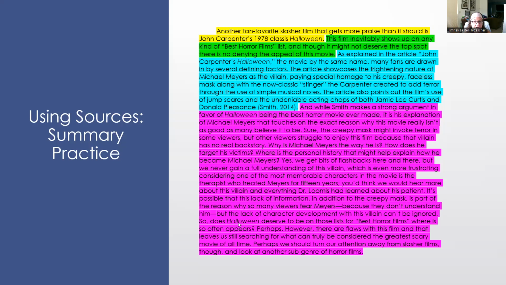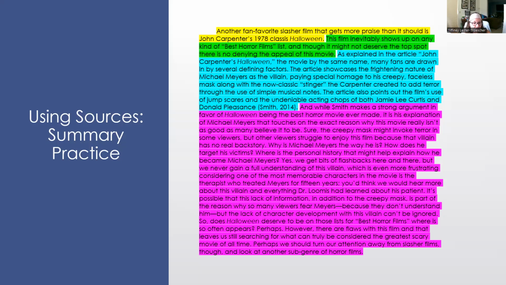Yes, we get bits of flashbacks here and there, but we never gain a full understanding of this villain, which is even more frustrating considering one of the most memorable characters in the movie is the therapist who treated Myers for 15 years. You'd think we would hear more about this villain and everything Dr. Loomis had learned about his patient. It's possible that this lack of information, in addition to the creepy mask, is part of the reason why many viewers fear Myers, because they don't understand him. But the lack of character development with this villain can't be ignored.